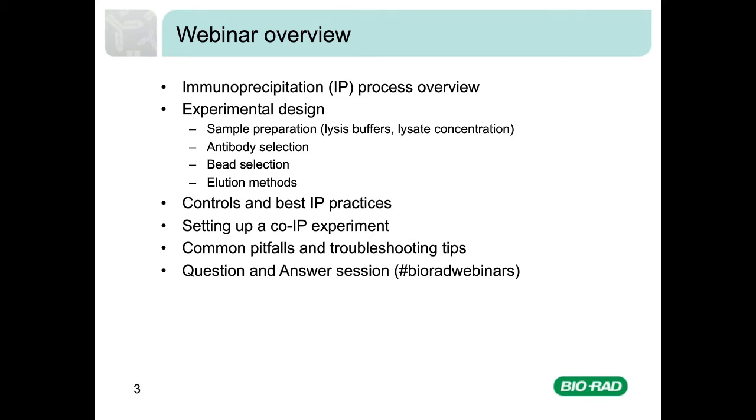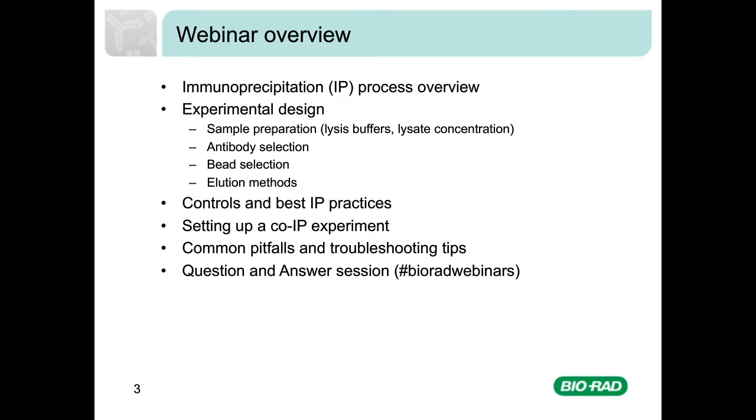From there, we will be moving on to how to design an IP experiment. This section will cover what bead type to use, selecting the best antibody for the pull down, and choosing the optimal elution method for immunoprecipitating your protein from beads. I will then discuss the most critical experimental controls and best practices for IP experiments. This part of the webinar will be followed by discussing co-IPs and their experimental setup. For the last part of the webinar, I will highlight the most common pitfalls and give you some experimental troubleshooting advice. Finally, the webinar will conclude with a Q&A session.